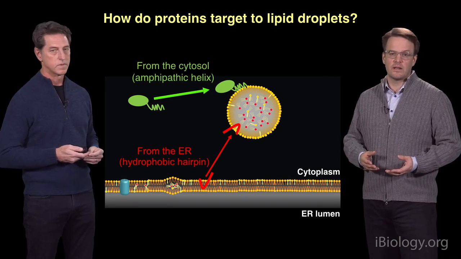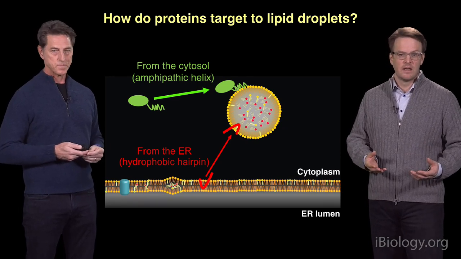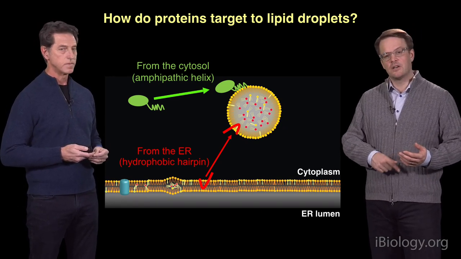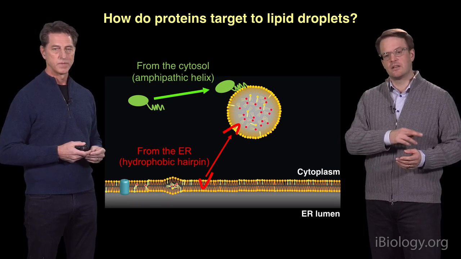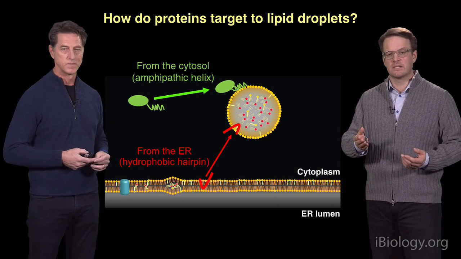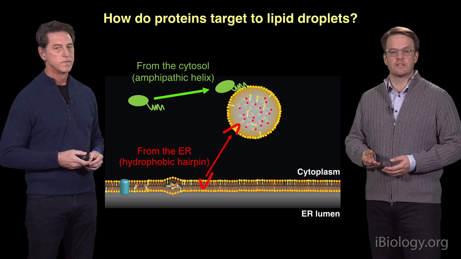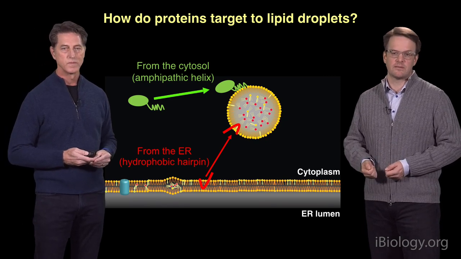In a second pathway, proteins are initially inserted into the endoplasmic reticulum and often form hydrophobic domains such as hairpins that reach into the plane of the membrane and come out again on the same side, that then in some pathway can reach the surface of lipid droplets from the endoplasmic reticulum.